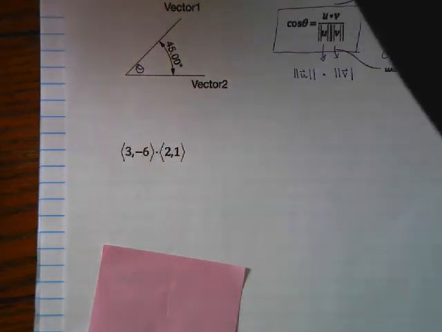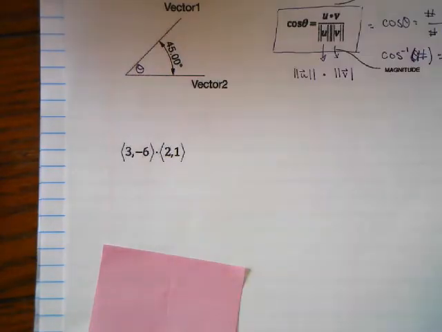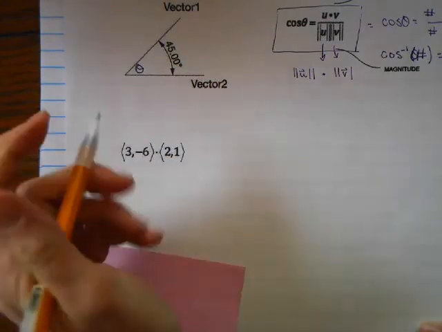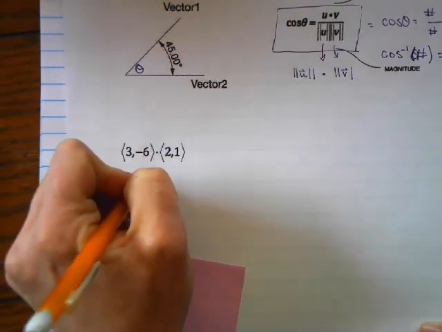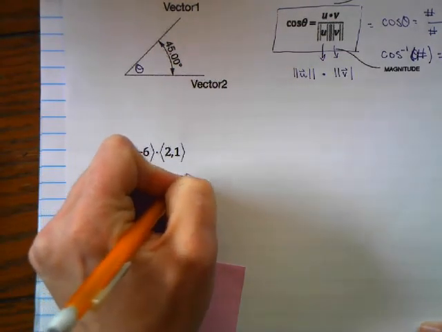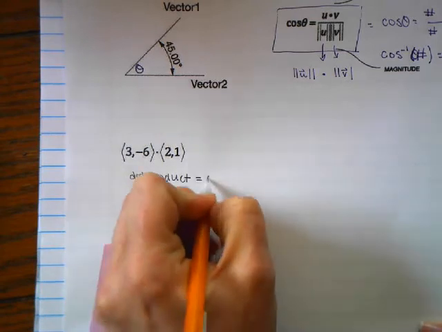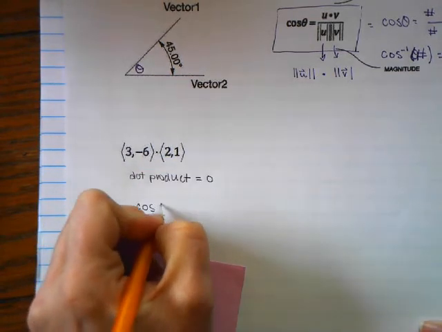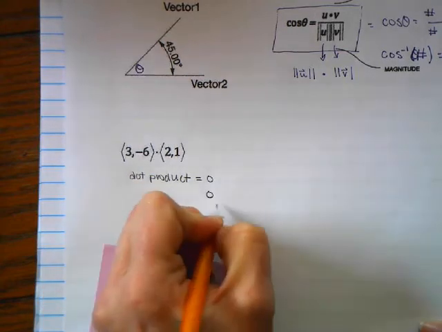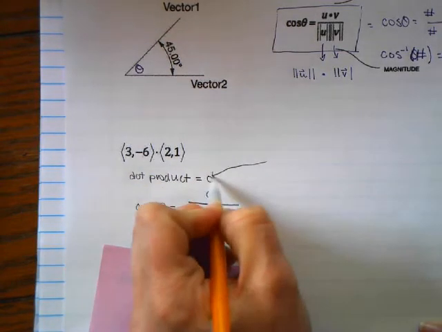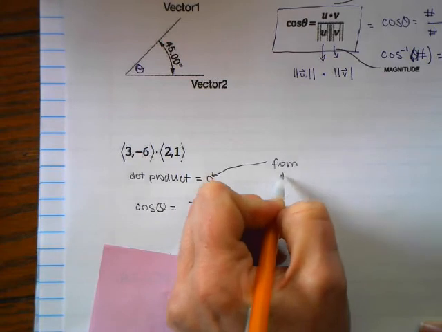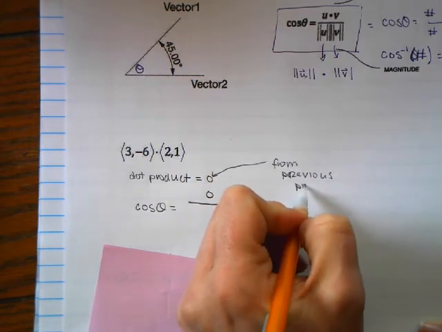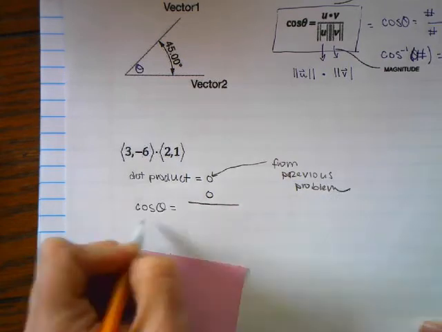So we just actually did this, right? These are the two same problems from before. So we know from the previous problem that the dot product is equal to 0. So we're set there. As we set this up, we're going to go cosine of theta equals 0 over, the dot product of 0 from the previous problem.